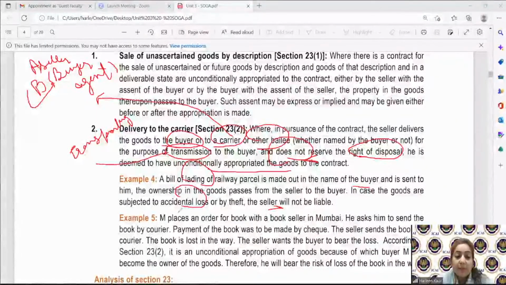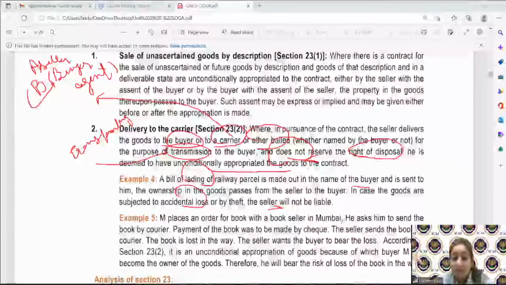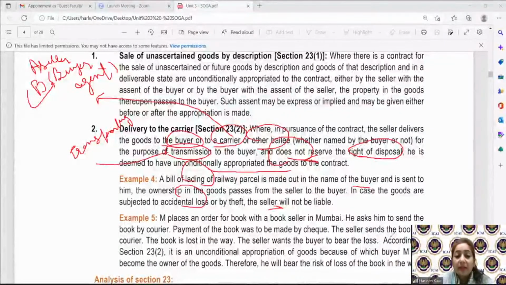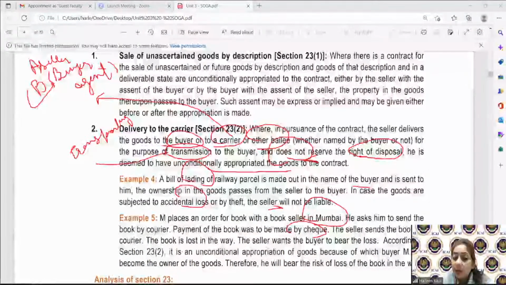All right. Similarly, example number 5. M places an order for a book with a bookseller in Mumbai. He asks the seller to send the books by courier. Payment for the book was to be made by cheque. Now, this is very, very interesting. So M has placed an order for the book and the person who is going to sell him the book is in Mumbai. He asked him to send the books by courier. He has asked for courier agency services for getting the books, and the payment was to be made by cheque. The seller sends the book by courier and the book gets lost on the way.